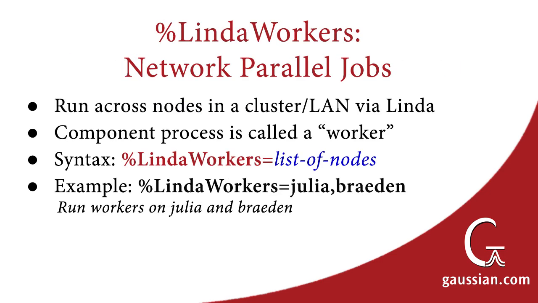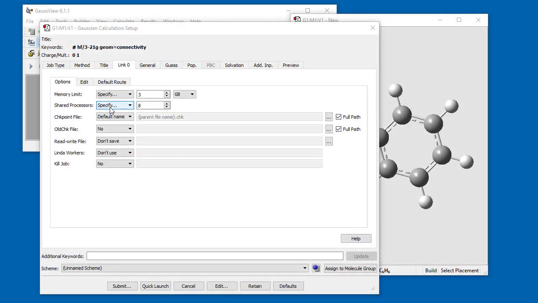Gaussian can also run calculations in parallel across the nodes of a cluster or the computers in a local area network. This requires the optional Linda product. In a cluster or network parallel calculation, each component process is known as a worker. Workers are specified with the %lindaworkers Link0 directive. It takes a list of node names on which to run workers.